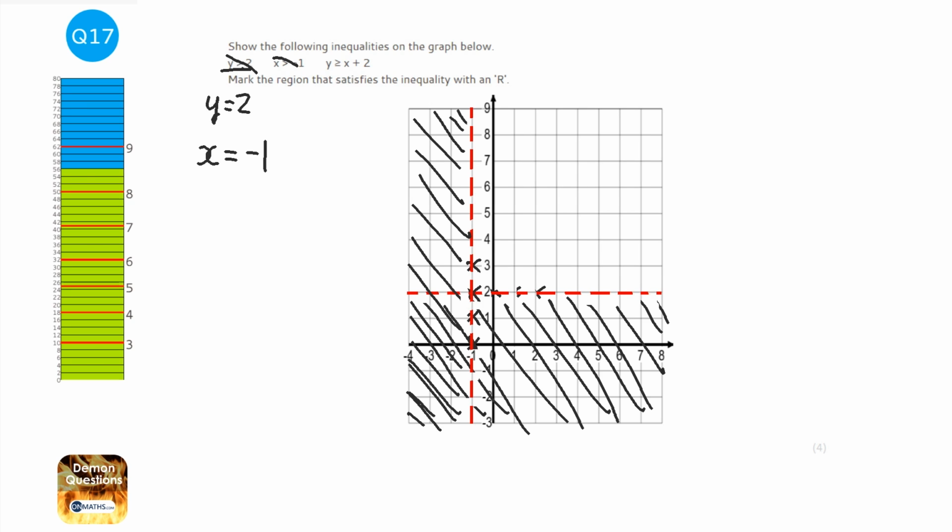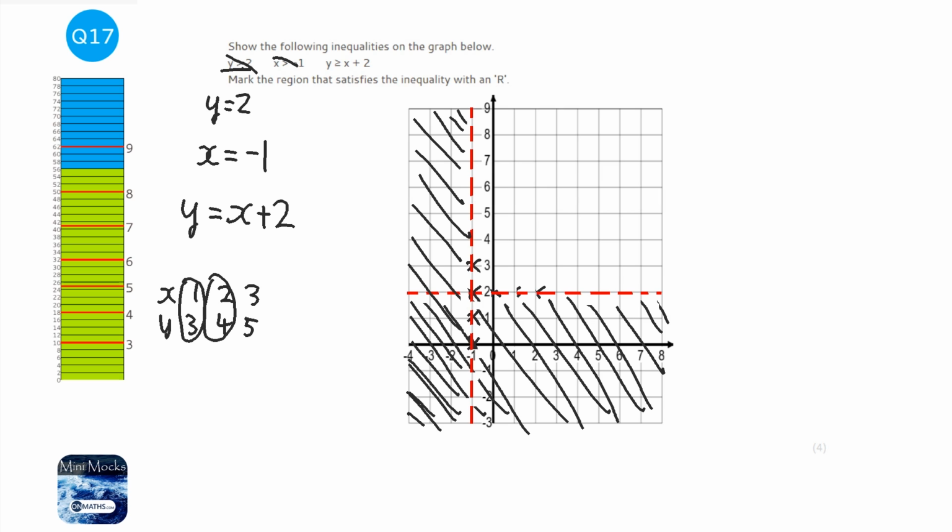Okay, now the last one, I'm going to do the line y equals x plus 2. Now, there's multiple ways of doing this. You could do a little table and find out where the coordinates are. So you could do 1, 2 and 3, and I'm just making those up. It could be 0, 1, 2 and 3. And 1 plus 2 is 3, 2 plus 2 is 4, 3 plus 2 is 5. So that's our 3 coordinates to be able to draw the line.